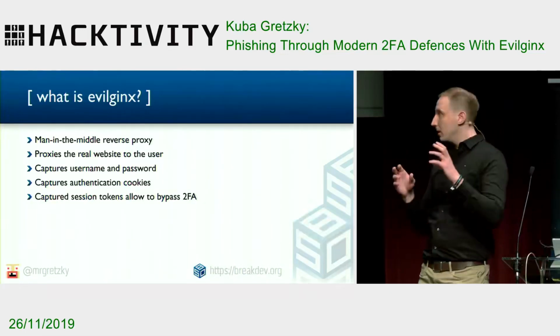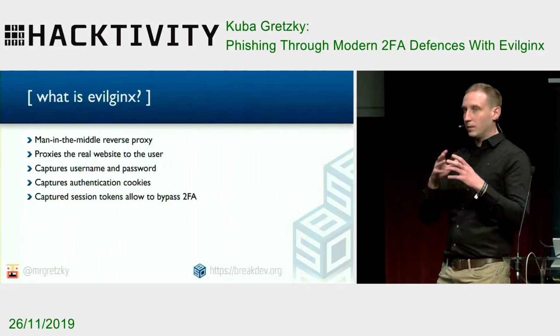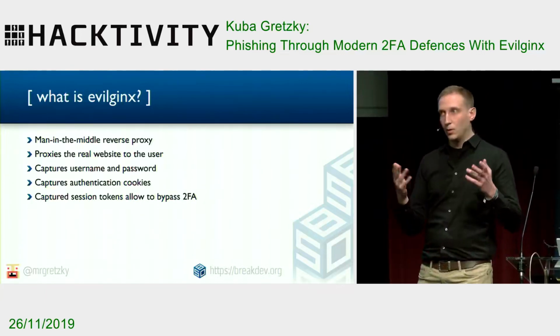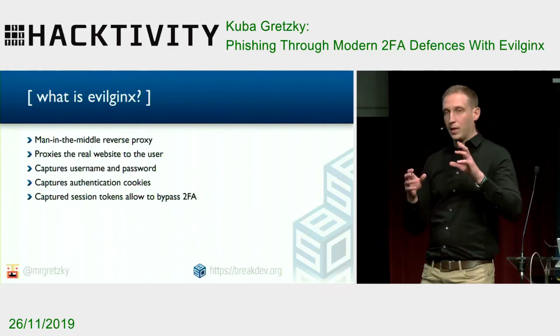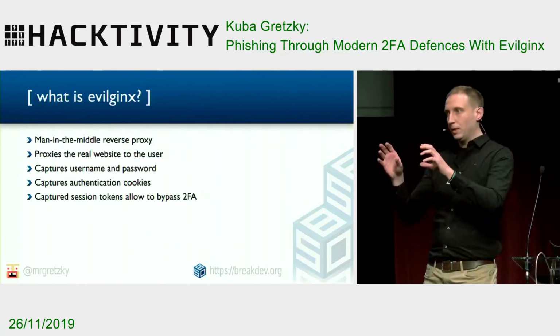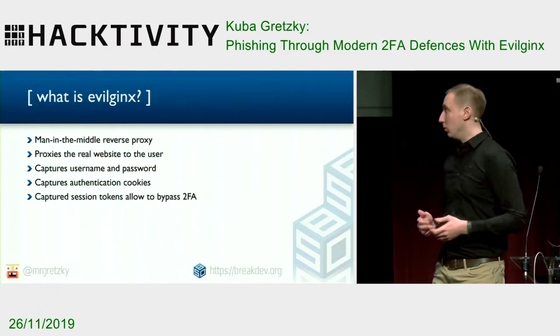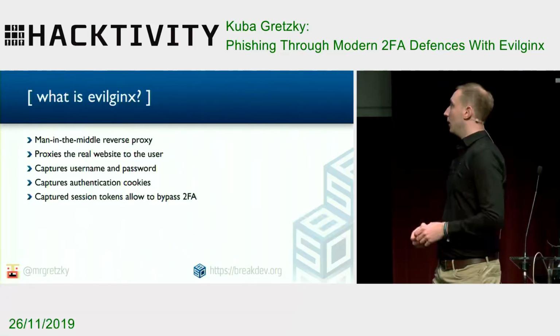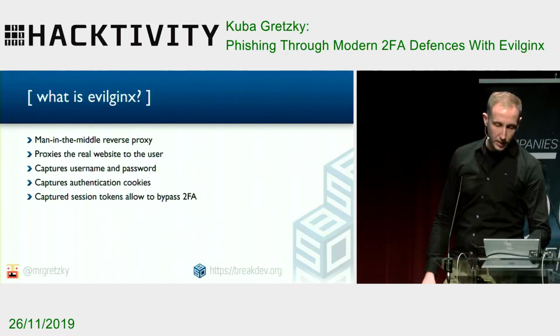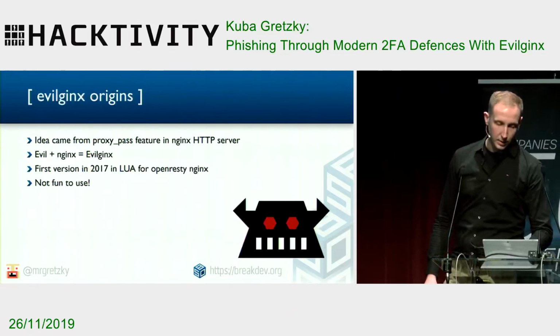You may ask, how can it intercept data if it's TLS encrypted? So it actually manages two connections. One connection is between the user and the Evilginx server, and the other between the Evilginx server and the legitimate website, which is for example Outlook, Google, or whatever. So later I'll show you how it basically bypasses two-factor authentication by capturing the session tokens.